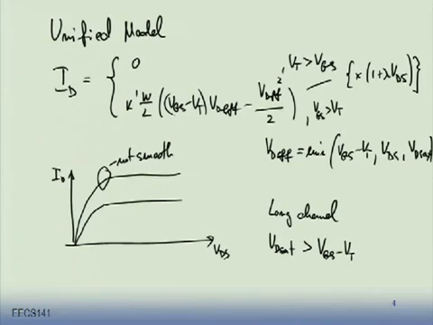By comparing VGS minus VT, VDS, and VD-SAT. Which region of operation is it if VGS minus VT turns out to be the smallest? It will be saturation. What if VD-SAT turns out to be the smallest number? Velocity saturation. And what if VDS turns out to be the smallest? Linear. Easy.